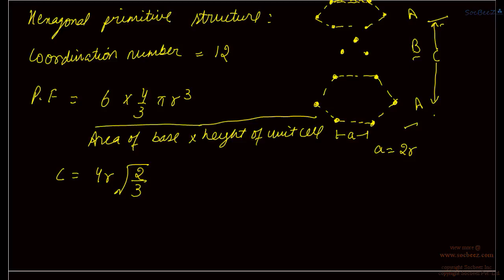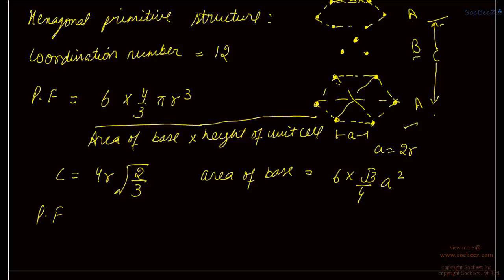Okay. Now, the area of base is calculated by the area of 6 equilateral triangles. Now, just look at it closely. You will see here 6 equilateral triangles at the base. Therefore, area is simply the area of 6 equilateral triangles. Therefore, area of base comes out to be 6 into root 3 by 4 into A squared.